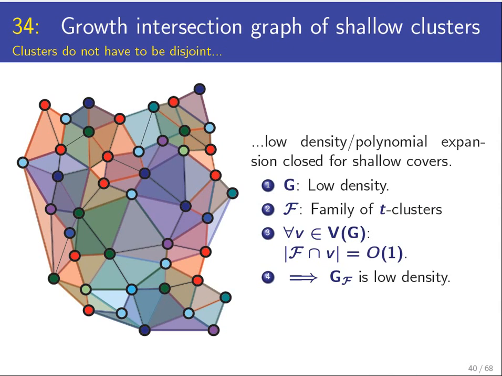The only requirement is that no vertex participates in too many such clusters, and you take the intersection graph of those clusters, and this intersection graph has low density, right? So, what do I mean by that? If this is a low density graph, the intersection graph is also low density. If you start with a polynomial expansion graph, the intersection graph of the clusters is also a polynomial expansion graph.